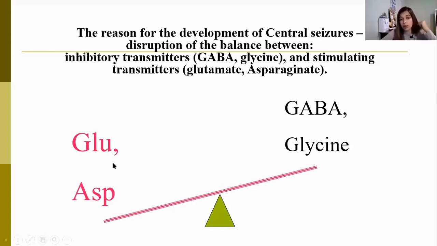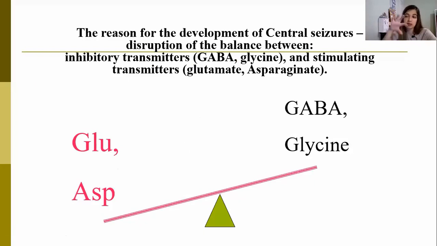Okay, so this scheme is, you see, like in Parkinson disease, but a little bit different, because on the one hand we have activating glutamate and aspartate, and on the other hand, we had dopamine, but in the case of epilepsy, we have inhibiting gamma-aminobutyric acid and glycine, and they are also inhibiting neurotransmitters. So the reason of the development of central seizures is again disruption of the balance between inhibitory neurotransmitters GABA and glycine and stimulating transmitters glutamate and aspartate. So glutamate and aspartate are too much and GABA and glycine are not enough.